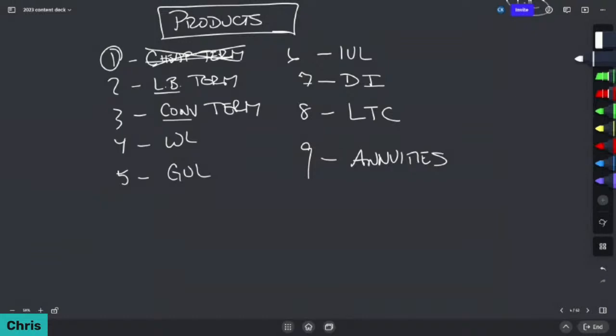99.1% of cheap term policies never get paid out. The reason they're so cheap is because the insurance company, actuarially speaking, has it all figured out. They can price them that way because chances are you're not going to use it. It's like a catastrophic coverage thing, and that is what it is.